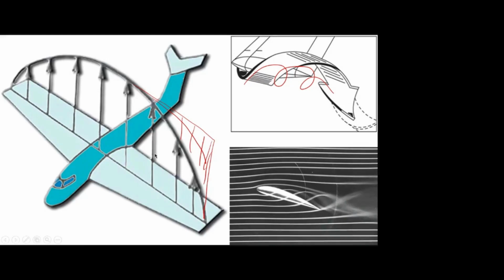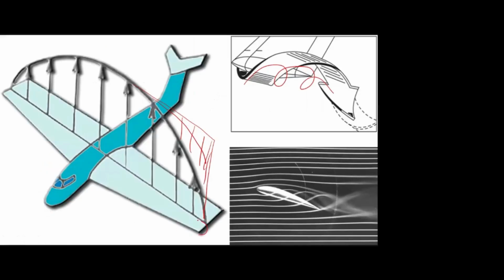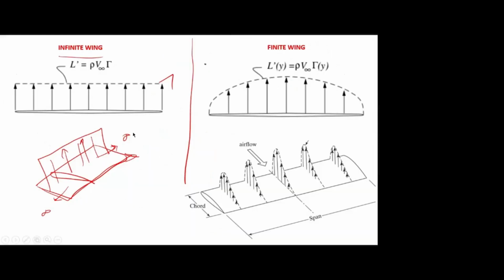For an infinite wing, it is constant. But for the finite wing, due to this side leakage flow and wing tip vortices, there is a loss of pressure difference and lift. So we get this curved lift distribution. This is the difference between the infinite wing and finite wing lift distribution. So this is how it will vary.